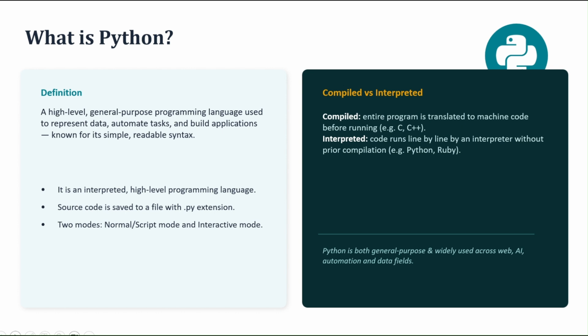Now here's something important: programming languages are either compiled or interpreted. Compiled means the entire code is translated into machine code before it runs. Like C or C++, it's fast, but you gotta compile first. Interpreted means the code runs line by line without compiling. Python does this. So you write a line, boom, it executes. Simple as that. That's basically Python in a nutshell: high level, interpreted, and super readable.